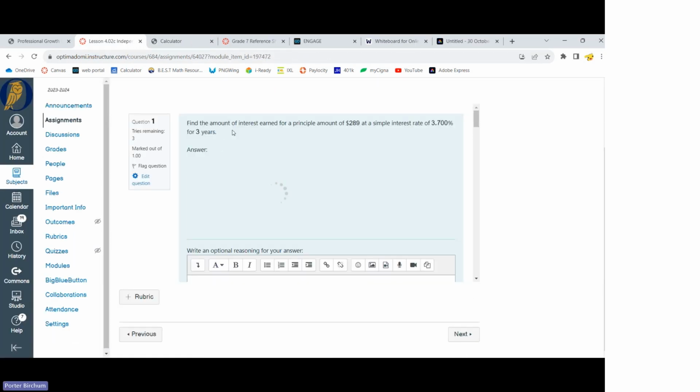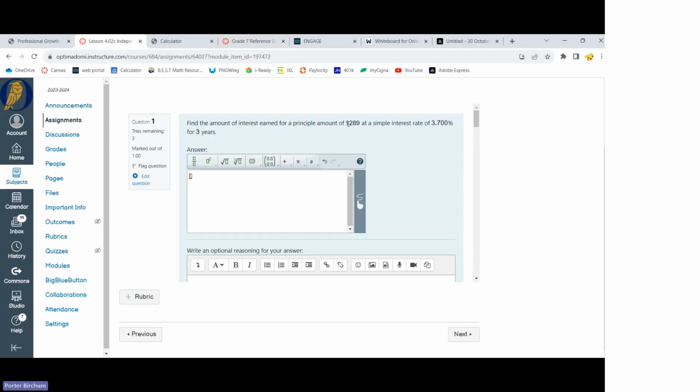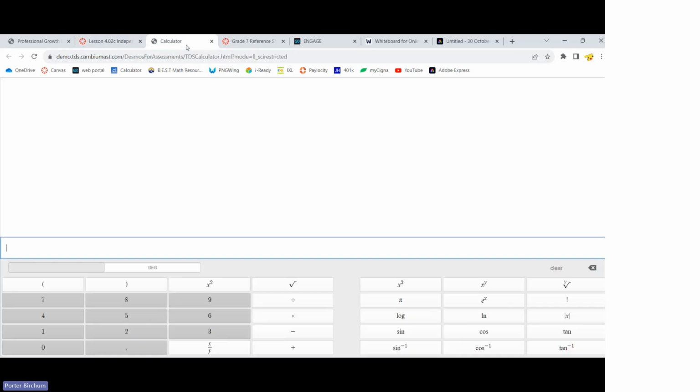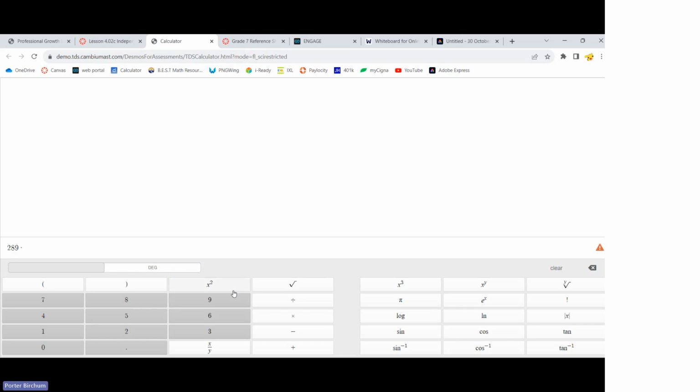Review attempt. Find the interest earned with a principal of simple interest for 3 years. So I need to find the principal, the rate, and the time and multiply those 3 numbers together to get the interest. Looking for the interest. So I'm going to multiply these numbers together. 289 times the rate, 3.7%. Now, I can't type 3.7% into my calculator, but I can type the decimal version of 3.7%.